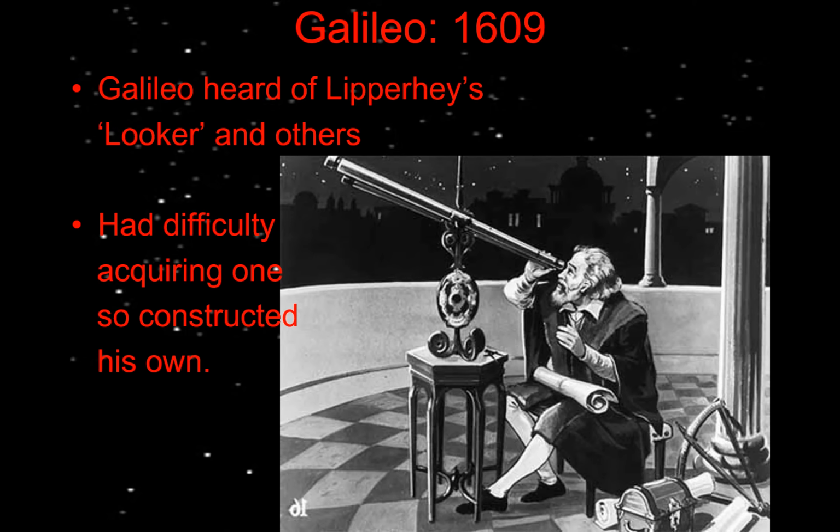Of course, as we've discussed before, Galileo had heard of Lippershey's invention, his looker, and the inventions of others, and wanted his own telescope. He had a lot of difficulty attempting to acquire one. In the particular region he was living in, he could not actually obtain a telescope. So he obtained the lenses that he needed for a telescope, built the tube by calculating the correct focal length, and just constructed his own particular optical device.